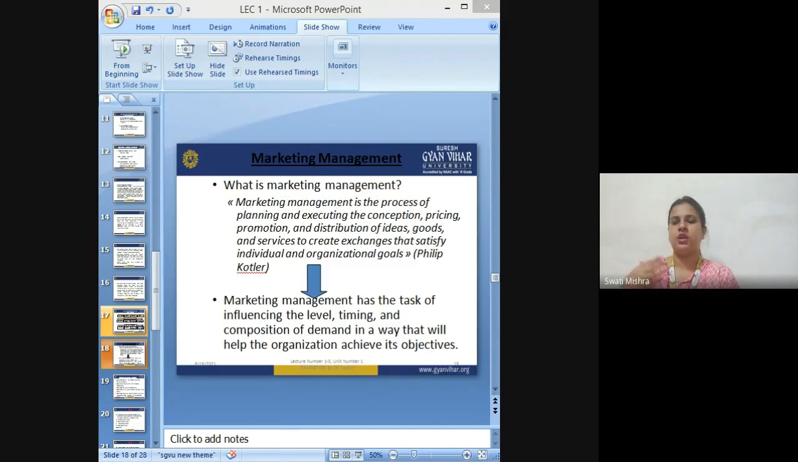So now let's talk about marketing management. What is marketing management? Marketing management is the process of planning and executing the conception, pricing, promotion, and distribution of ideas, goods, and services to create exchanges that satisfy individual and organizational goals. And this definition is again acquired from the books of Philip Kotler himself. So when I talk about marketing management as a whole, marketing management has the task of influencing the level, timing, and composition of demand in a way that will help the organization achieve its objectives. I hope that I'm making marketing management's definition absolutely clear to you.